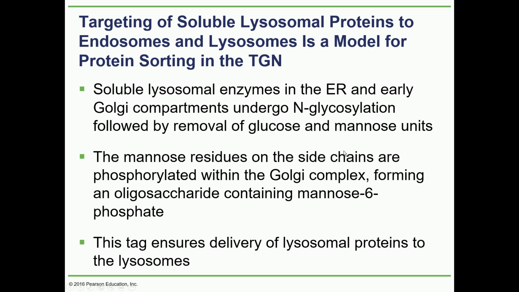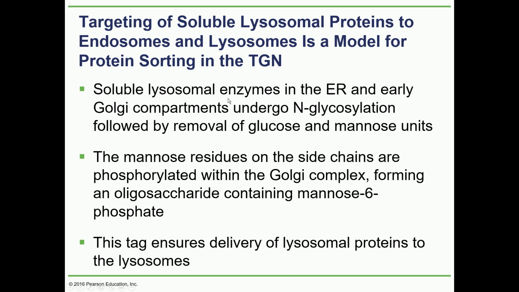So basically these lysosomal enzymes are actually made on the ER. Remember that the ER is the one which has ribosomes. The proteins are made on the ribosomes because ribosomes are the protein factory. So soluble lysosomal enzymes are made in the ER and then they come to the Golgi apparatus.